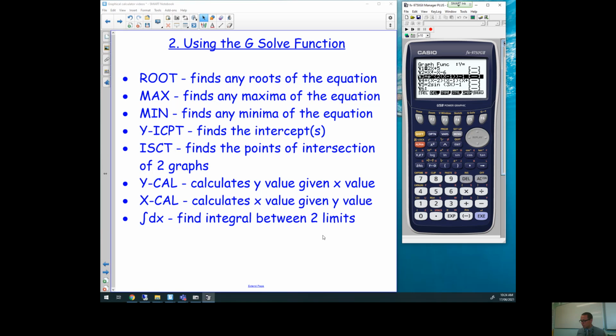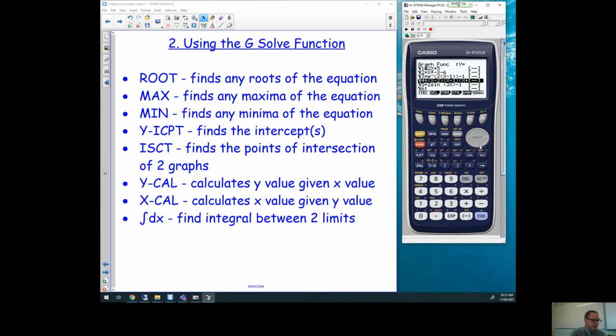Now, on the note of integration, you're probably better off using this one, and specifically the integration button here, no, sorry, that's wrong. It's this button here to do integrals. However, it is possible to do it on the graphical calculator, so I wanted to show you that as well.